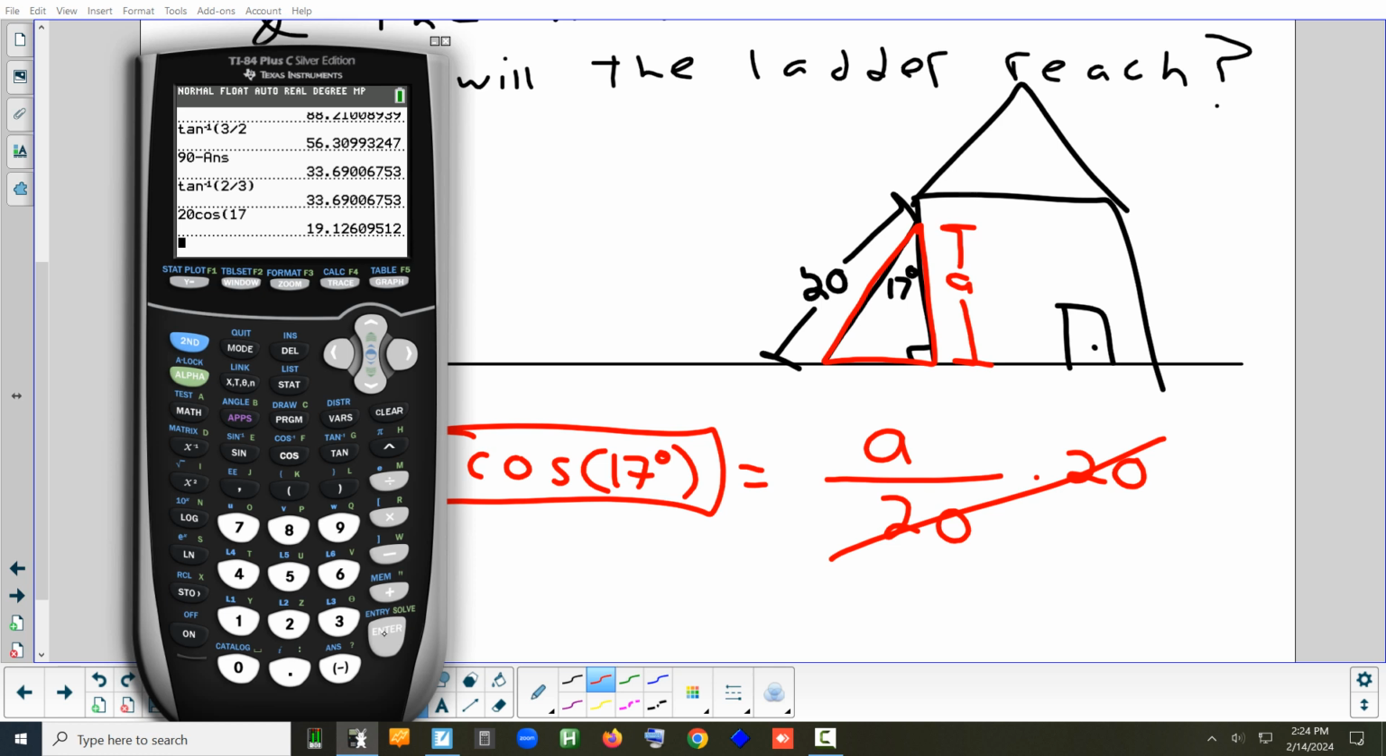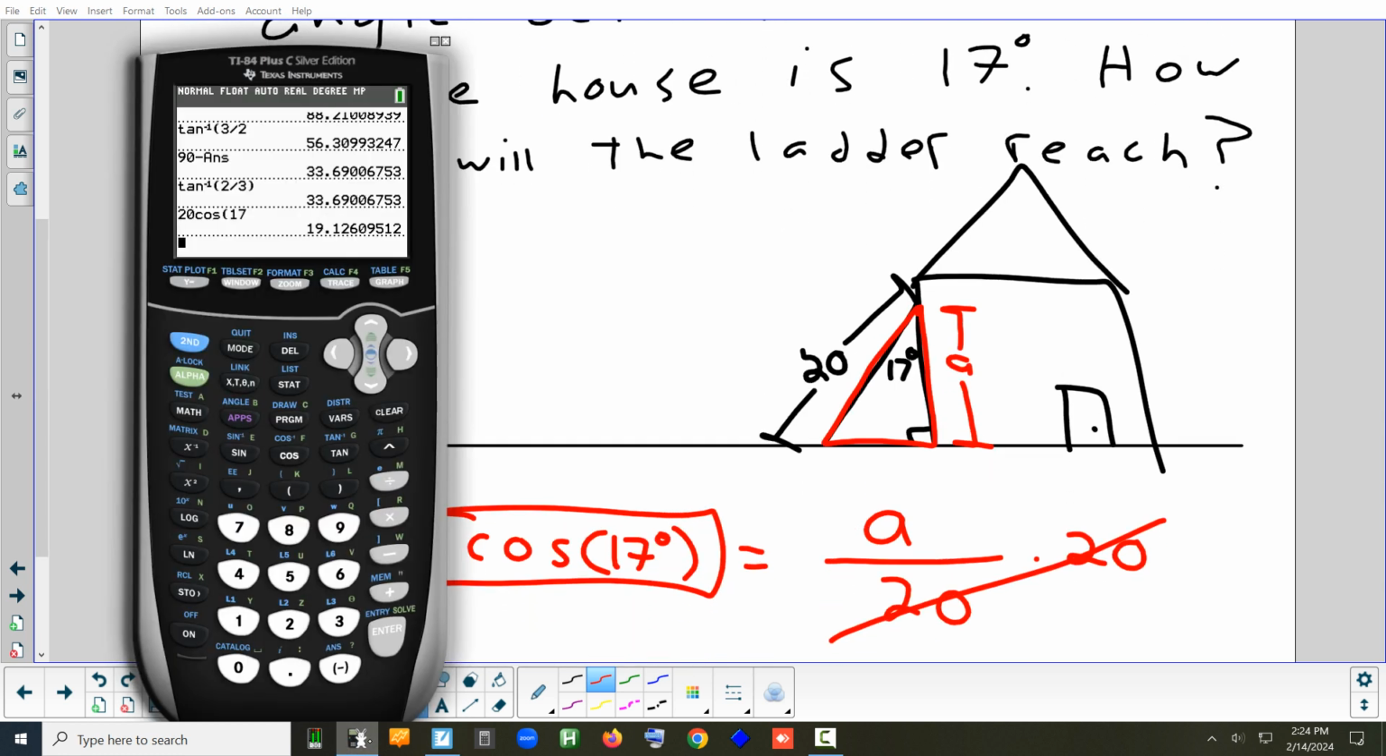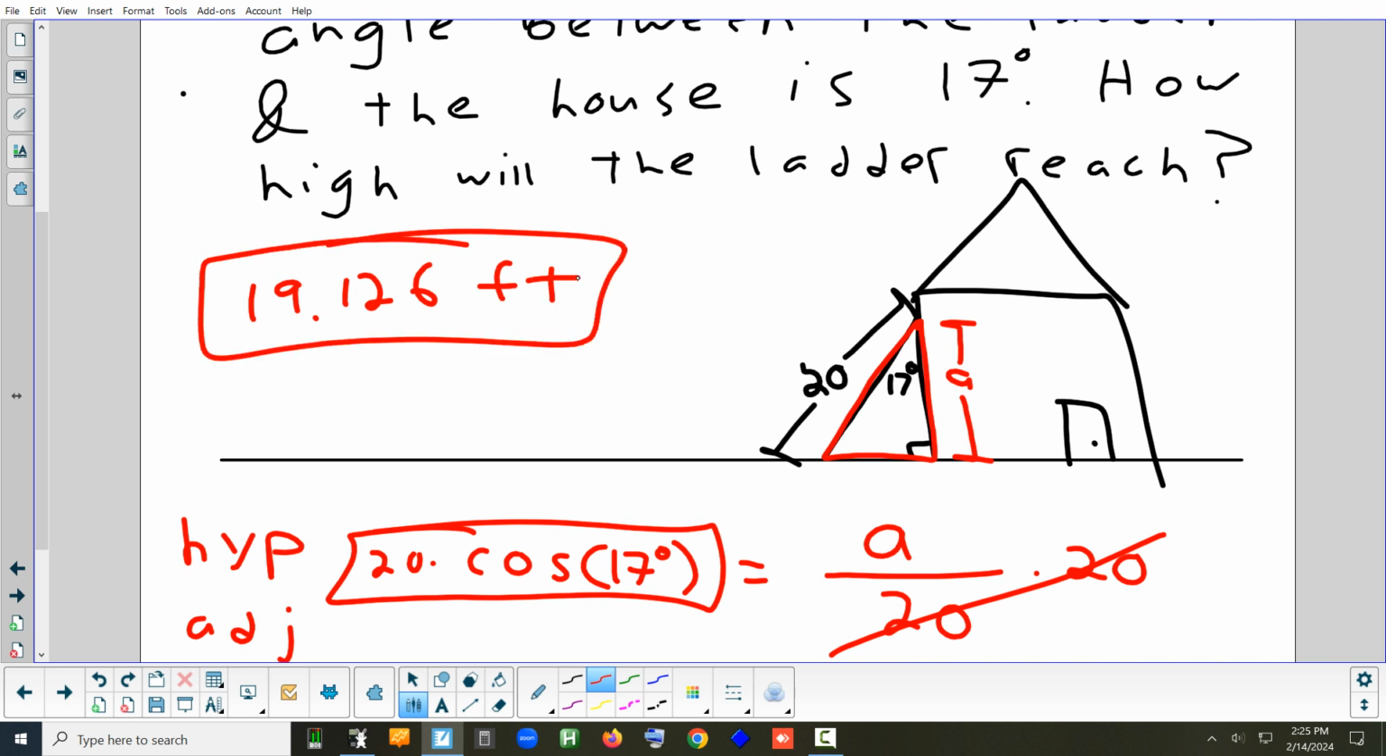You tell me to 3 decimal places. 19.126. Yep. It'd be 126 because the fourth digit is a 0. If it was 1265 or higher, then it would be 127. I didn't know if you rounded the 6 for the 2 decimal places. You could do 19.13 if it said to 2 decimal places, but to 3 it's 19.126. And that's feet.